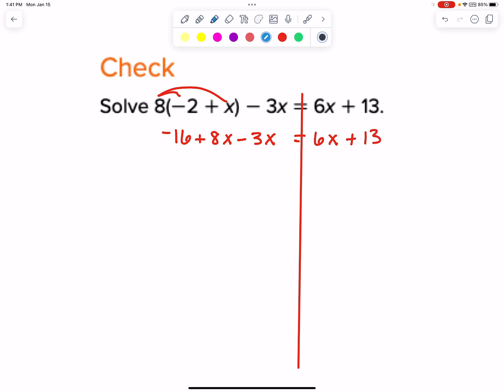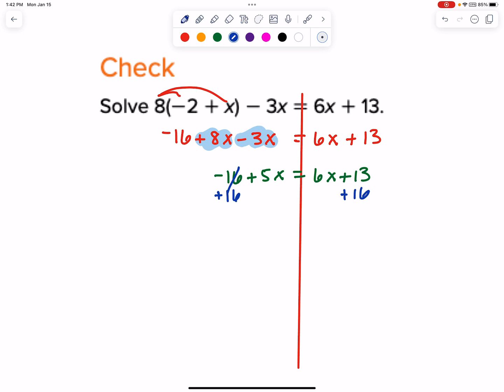I'm going to go ahead and combine some like terms. So I have my positive 8x and negative 3x here. So let's go ahead and get those combined. So we have a negative 16 plus 5x equals 6x plus 13. Now we can go ahead and use our properties of equality and move things around a little bit. So let's go ahead and add 16 to both sides. Why not? You can really do whatever you want as long as you follow the properties of equality here.